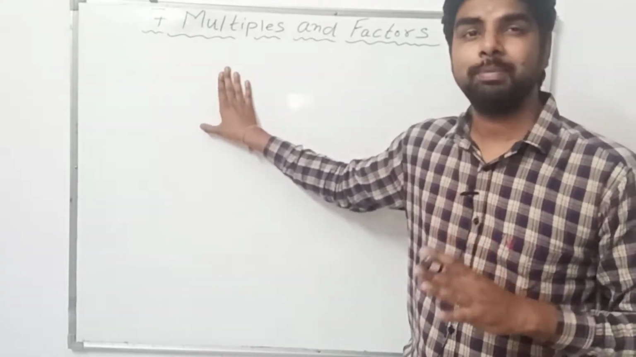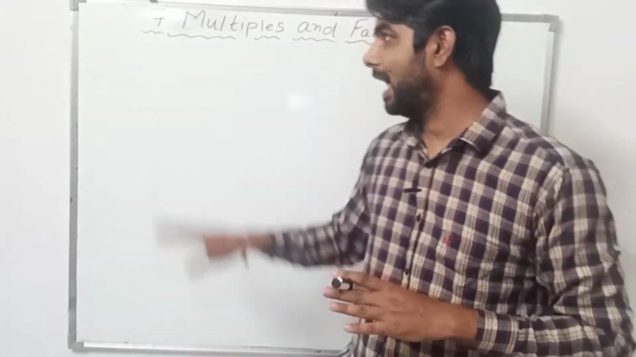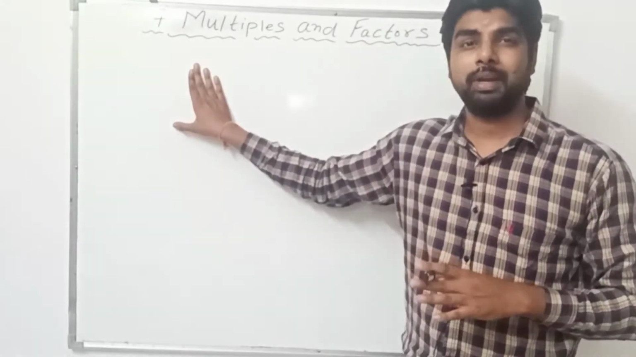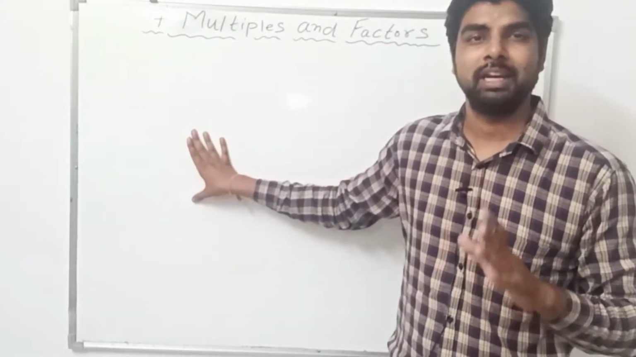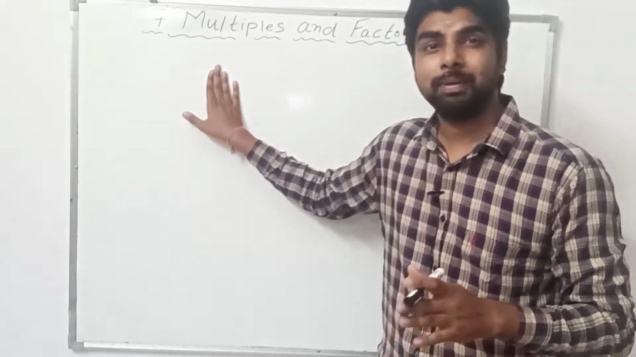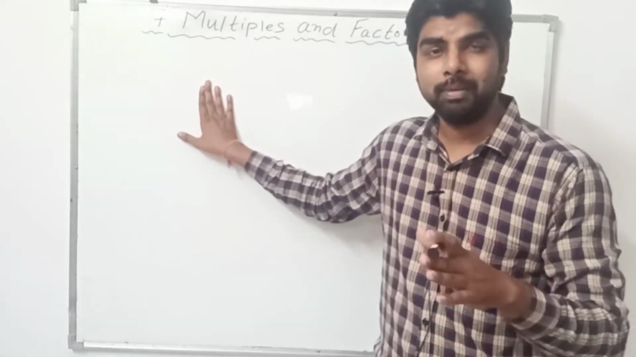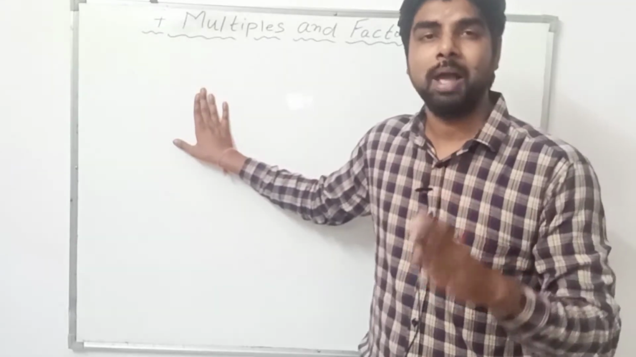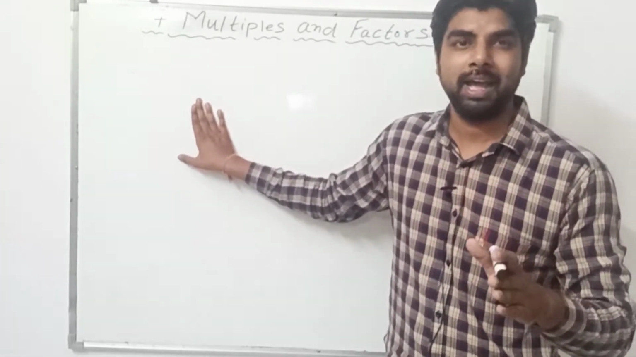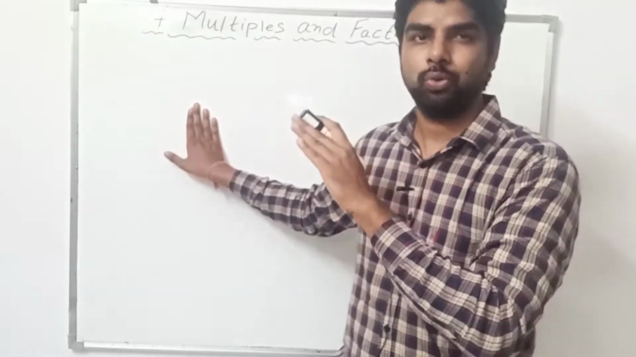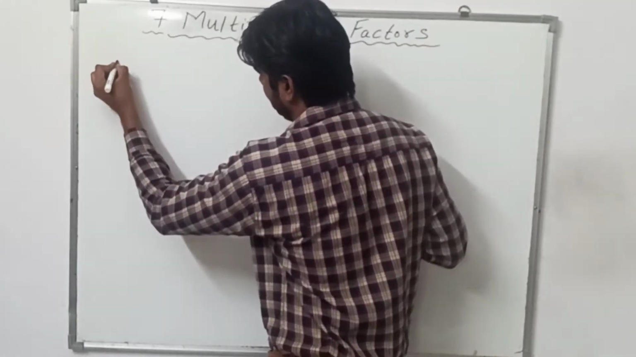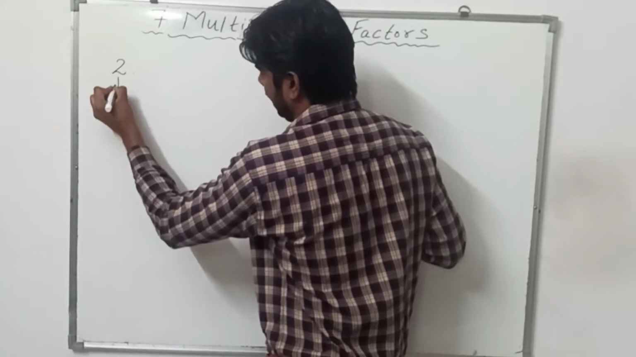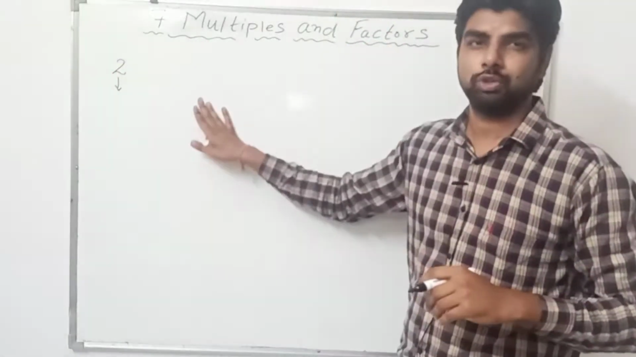Multiples of a number can be defined as the number obtained when we multiply a number by counting numbers. What are multiples? Multiples are the numbers which we get by multiplying a number by counting numbers. Okay. So let me show you some multiples. What are the multiples of 2? Let's see what are the different multiples of 2.